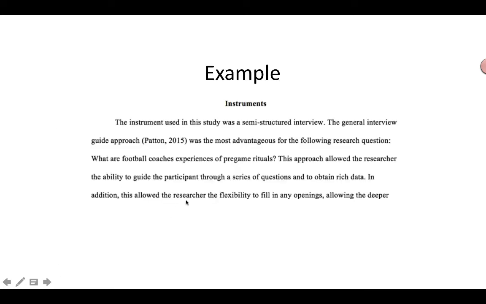Here is an example. That's the actual methodology section. So put it together this way.